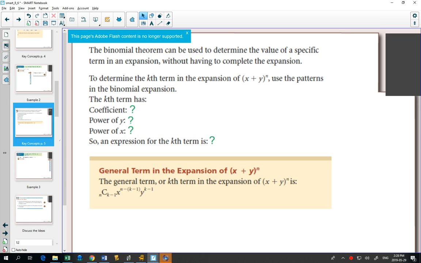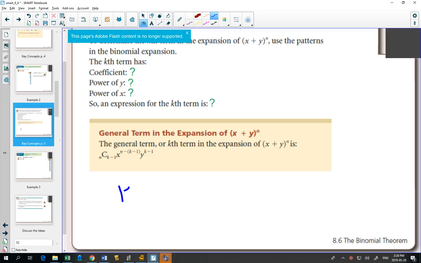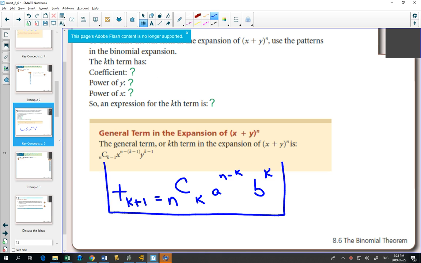On the bottom of page 741, we have this formula for the general term. You also have this formula on your formula page, and it looks like this. So it's a little bit different. On your formula page, it says t sub k plus 1 equals n choose k, a to the n minus k, b to the k. Is that exactly how it's written? Yes. Now this is the only part in the blue box that is on your formula sheet.